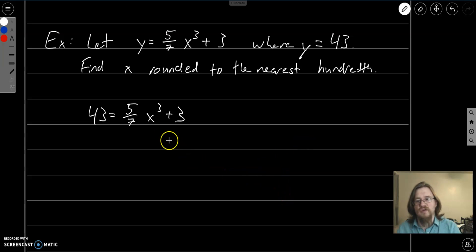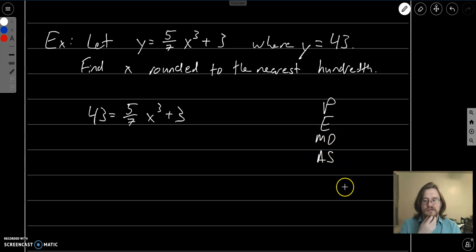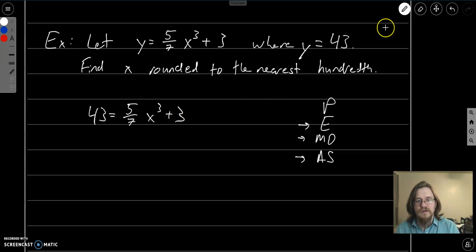Now, usually in order of operations, we do parentheses first, then exponents, then multiplication and division, then addition and subtraction. However, this x here, I can't get this by itself. Normally, I would take this x and cube it using the exponent, then do the multiplication, and then the addition. But the x is in the middle of all of this. So what we're going to have to do is go in reverse. We'll have to undo these things in the order that they come up.